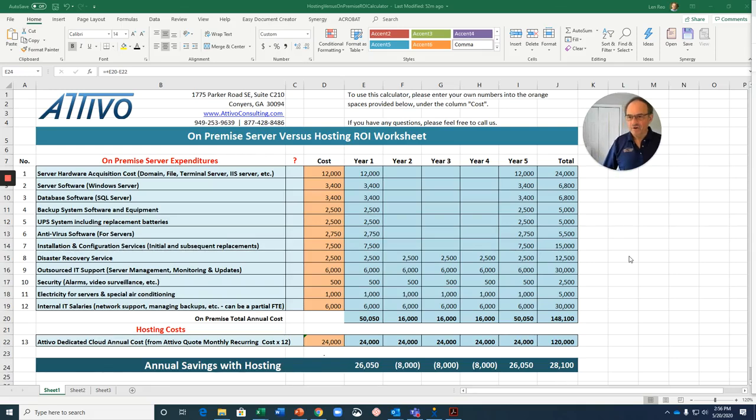Hi, I'm Len Reo, president of the Attivo Group, and I'm going to explain the use of this Excel worksheet to calculate the return on investment between cloud hosting and having servers on premise.